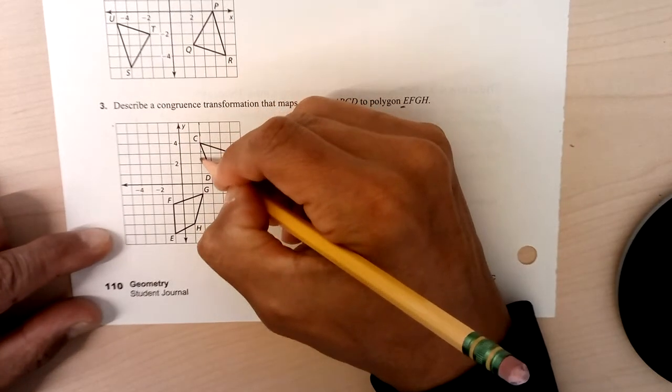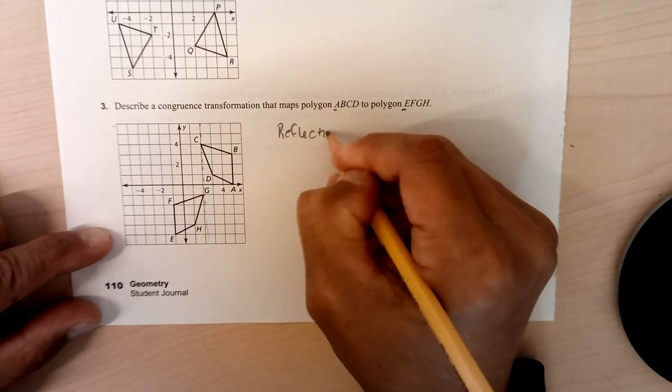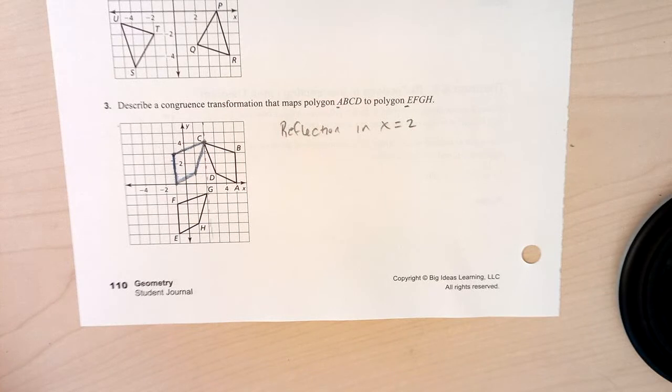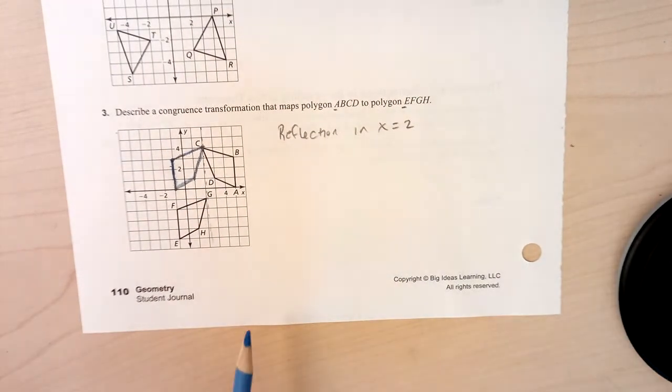So you could reflect polygon ABCD over the line x is equal to 2. If you reflect the polygon ABCD over the line x is equal to 2, you end up with what I have there in blue. I didn't label everything. Basically, I could label this C prime, B prime, A prime, and then D prime. But then, in order to come up with polygon EFGH after the reflection, since there's not just one congruence transformation, I could use a composition.